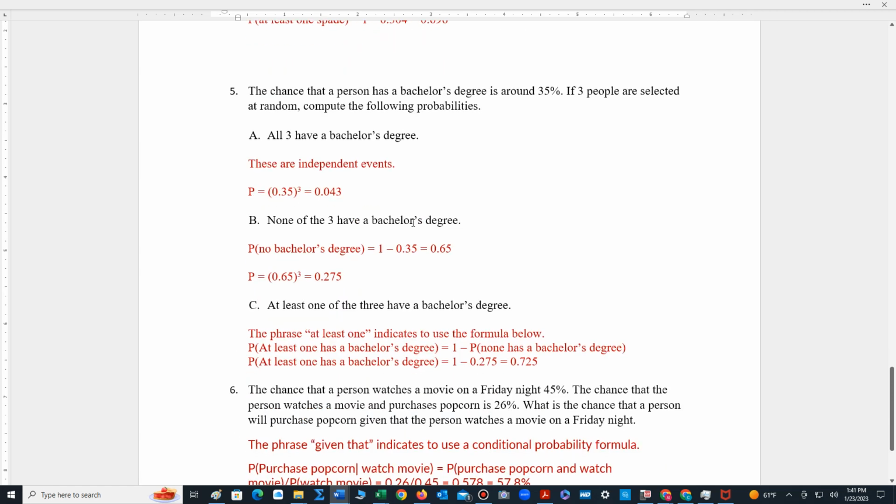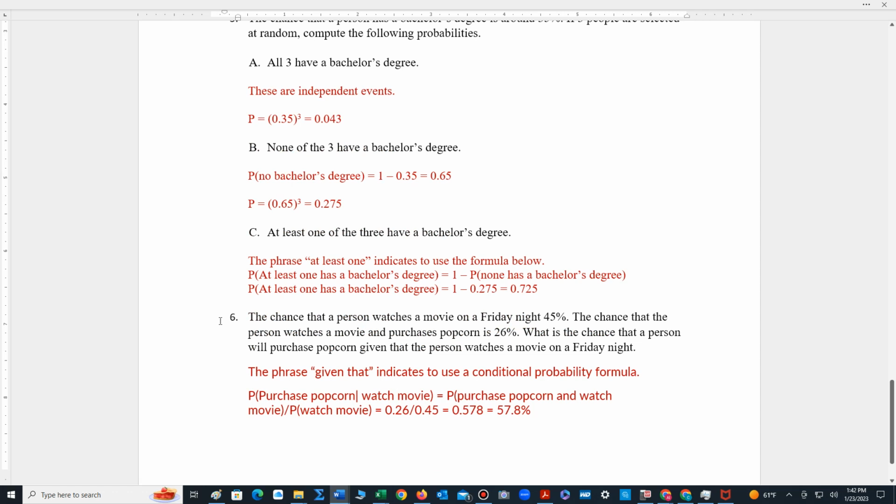Now, none of them have a bachelor's degree. First, we have to calculate the chance that a person does not have a bachelor's degree. So 1 minus 0.35 is 0.65. And then since we're choosing 3 of them, it's 0.65 to the 3rd power, 0.275. And then finally, for part C, it says at least one of them has a bachelor's degree. Well, once again, we're using our at least one formula. It's 1 minus none have a bachelor's degree, which we just calculated. 1 minus 0.275 is 0.725.